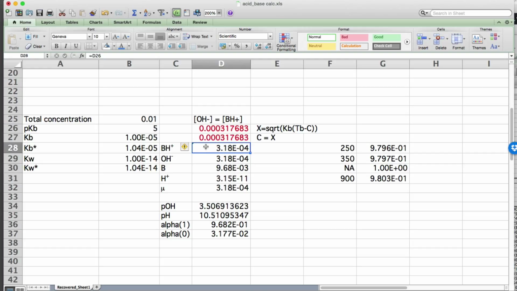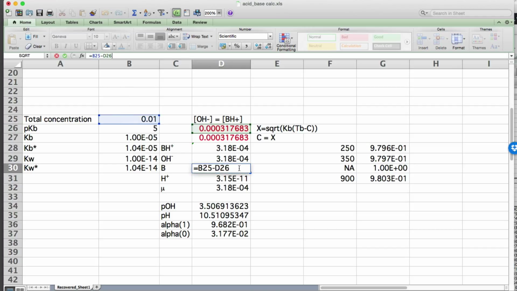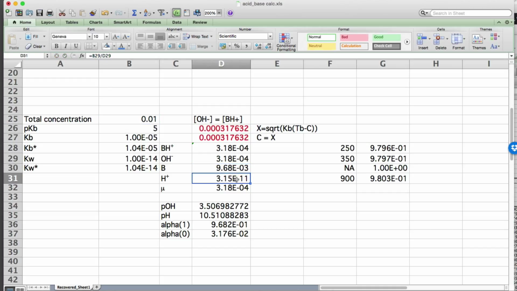And the BH plus concentration is 3.1 times 10 to the minus 4. The OH minus concentration is 3.18 times 10 to the minus 4. My B concentration we compute by mass balance. Total base minus the acid form gives me the unprotonated form. H plus is computed from the Kw, and I have an error here. It should be Kw star divided by the OH minus concentration.